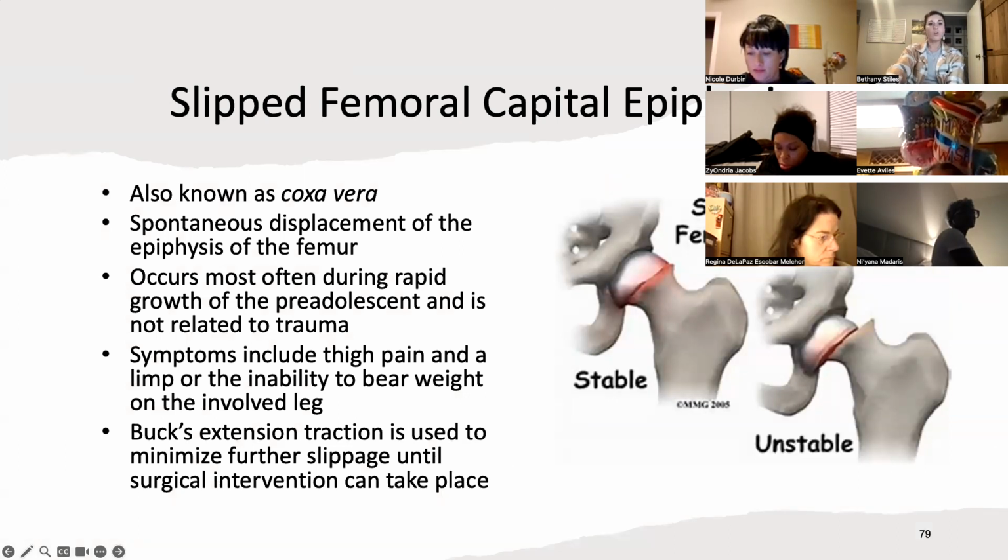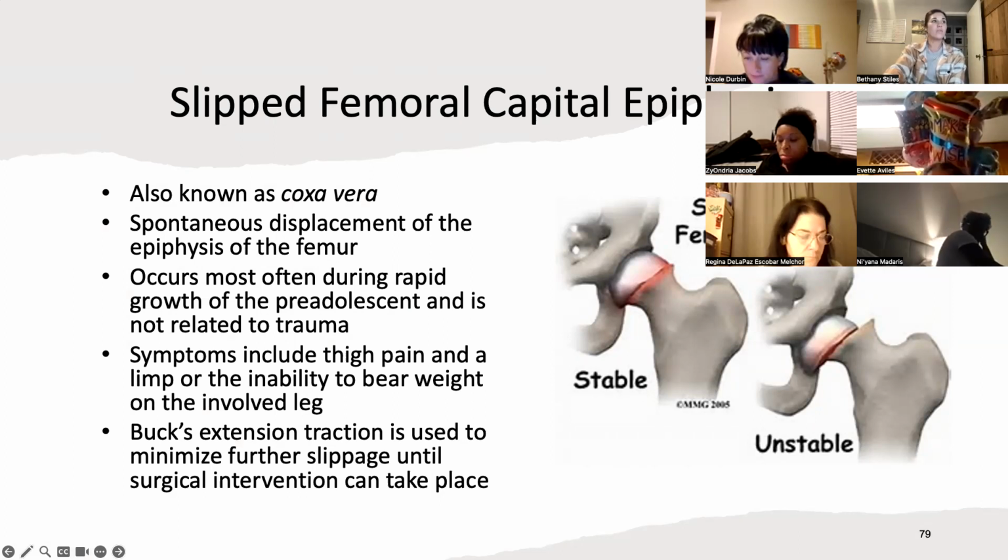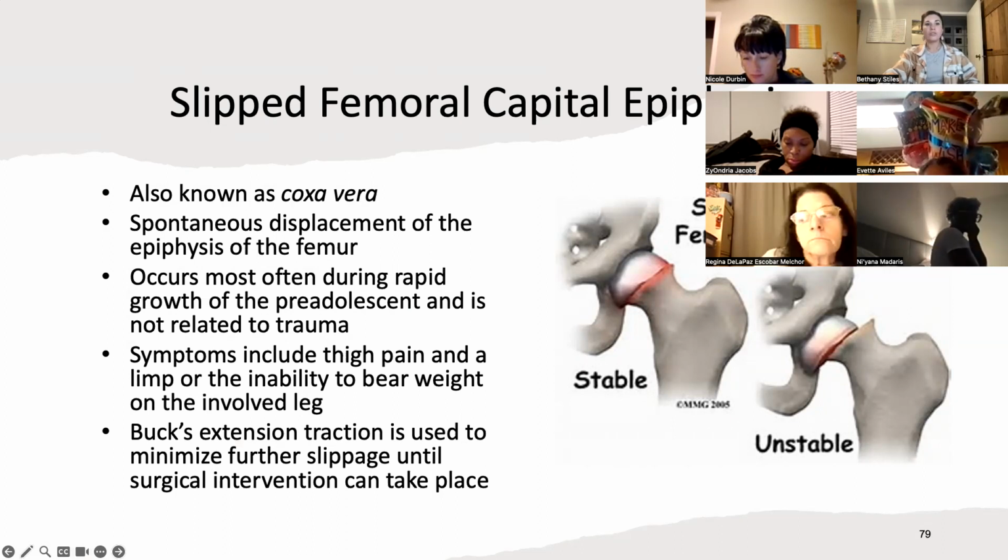So the slipped femoral capital epiphysis is where the head of the femur slips out of the hip socket. It occurs most often during rapid growth, so our pre-adolescence, not related to any trauma. You're going to see thigh pain. You might have a limp and an inability to bear weight on that leg. So we use Buck's traction to minimize that slippage of the hip until we can surgically correct it.